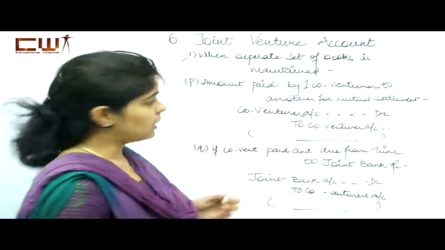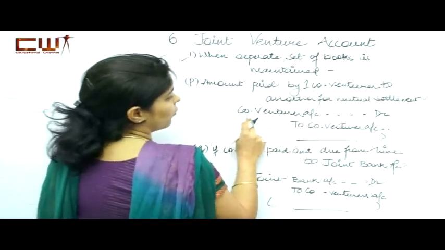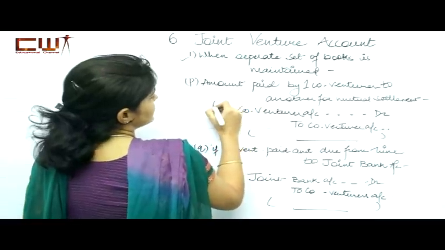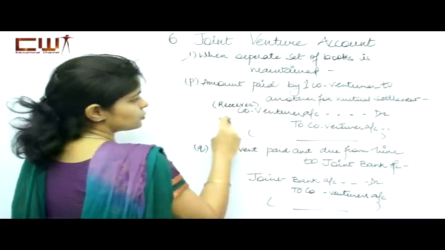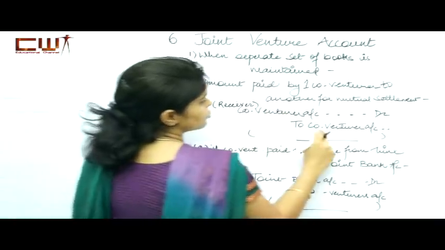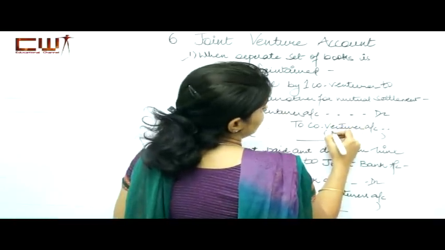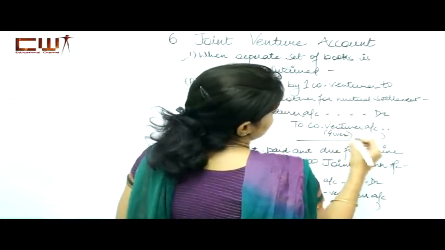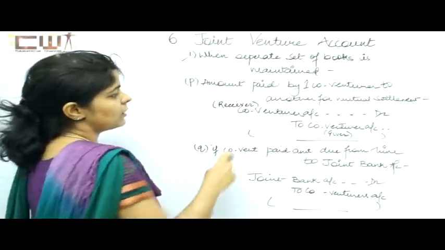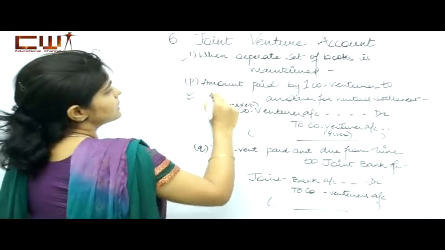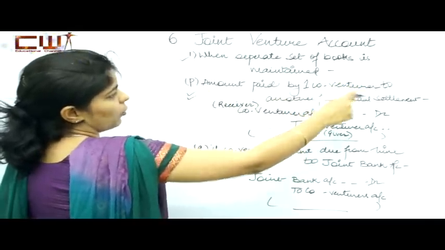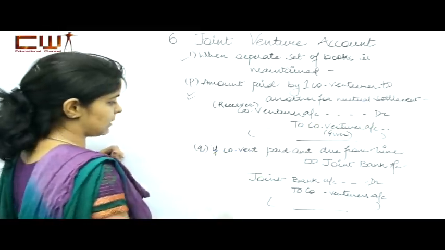The co-venturer who is being debited is certainly the receiver, so his account is debited. The co-venturer whose account is credited is the giver, so his account is credited. So co-venturer's account, the receiver, is debited to co-venturer, the giver. This is the amount paid by one co-venturer to another for mutual settlement.